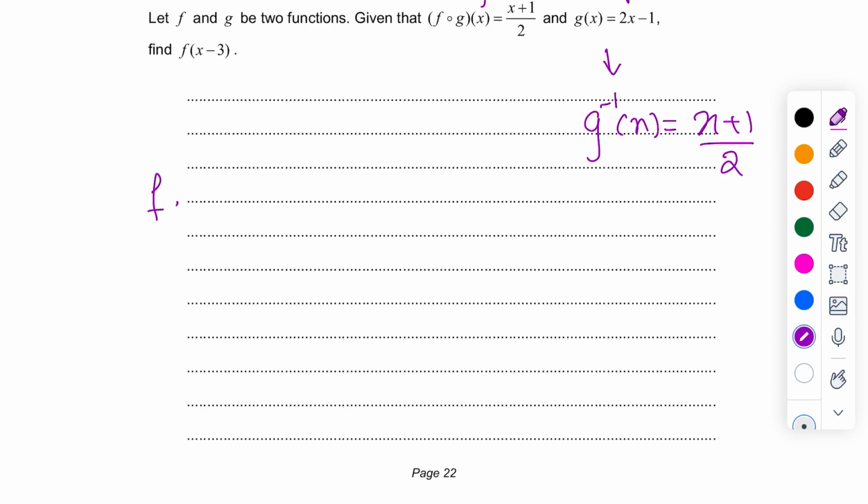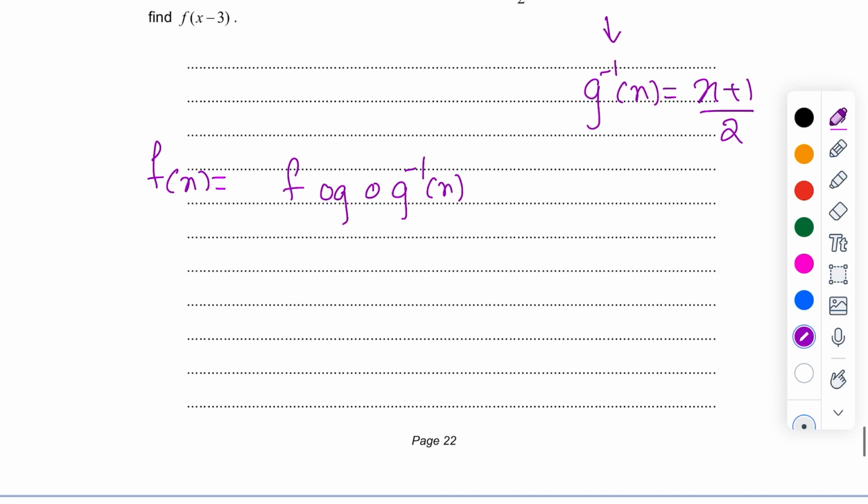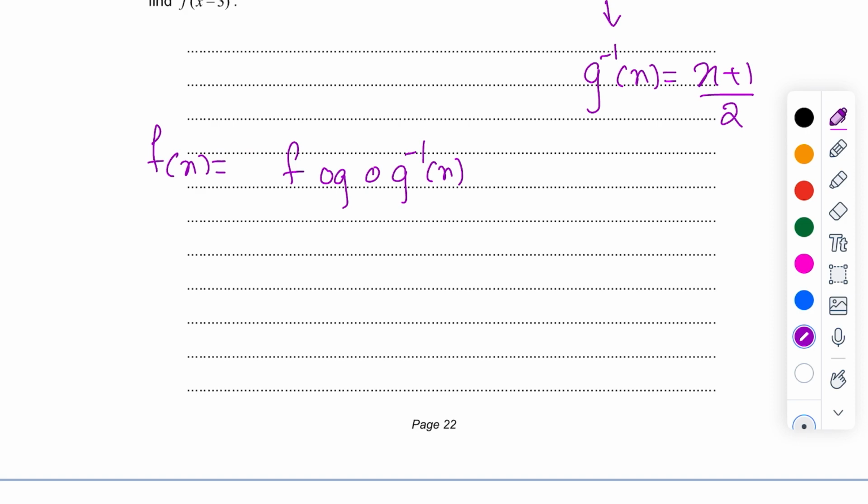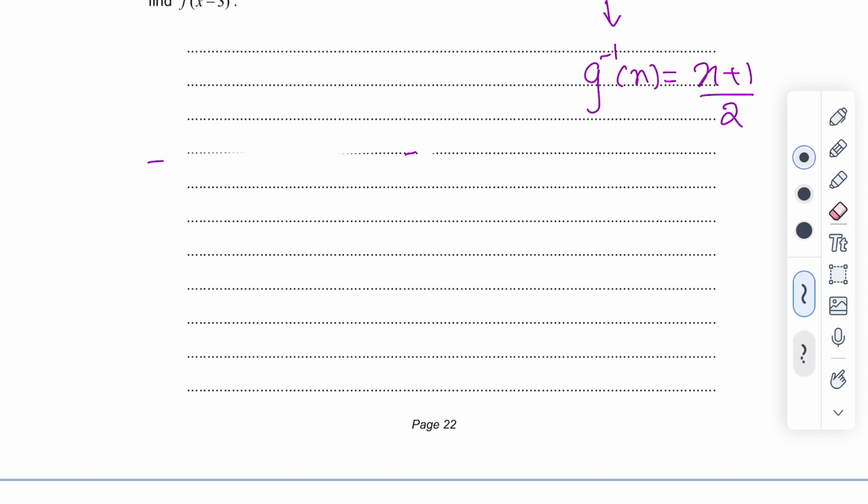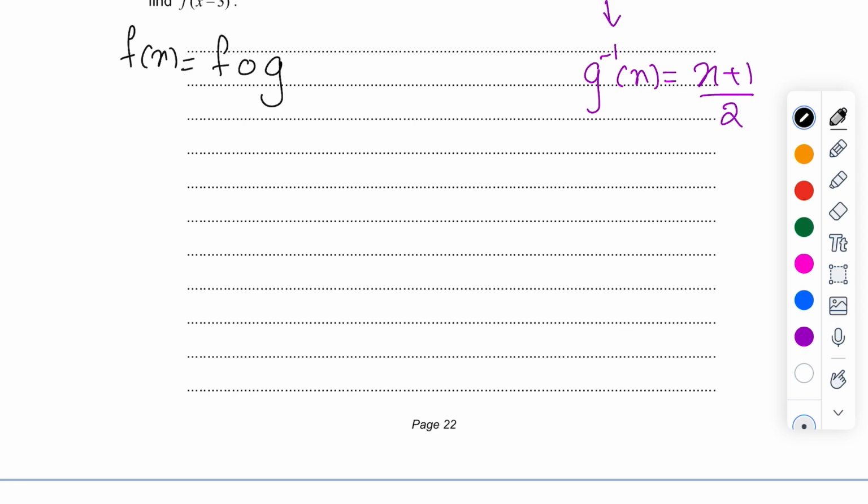Now f of x. How do I find f of x? f circle g circle g inverse of x is going to be nothing but f of x, because g and g inverse will get cancelled. So how do I find f of x? f of x can be found by f circle g circle g inverse of x. So that will become nothing but f of x.